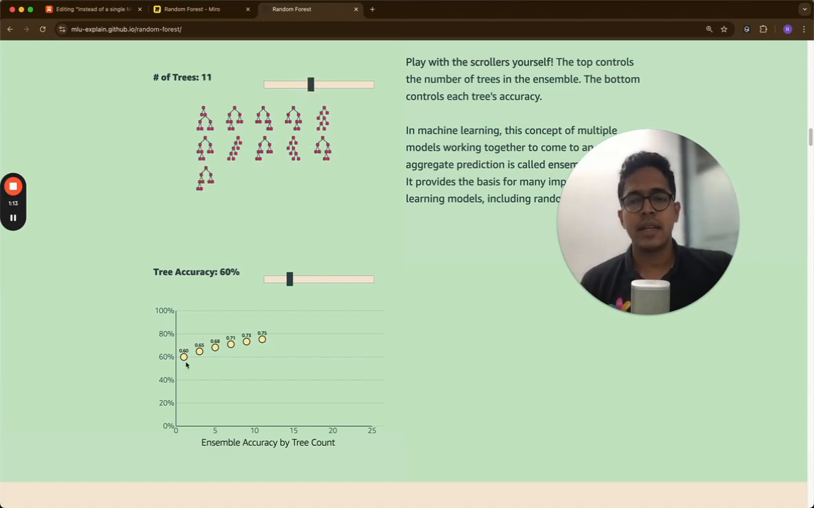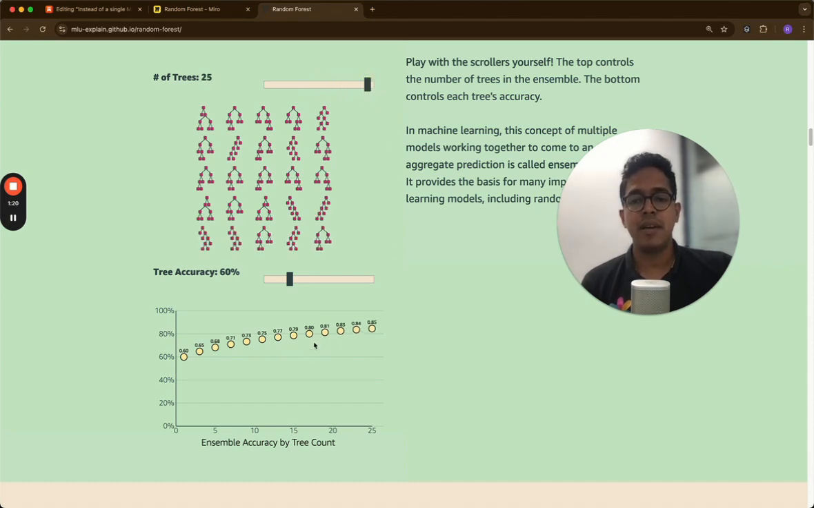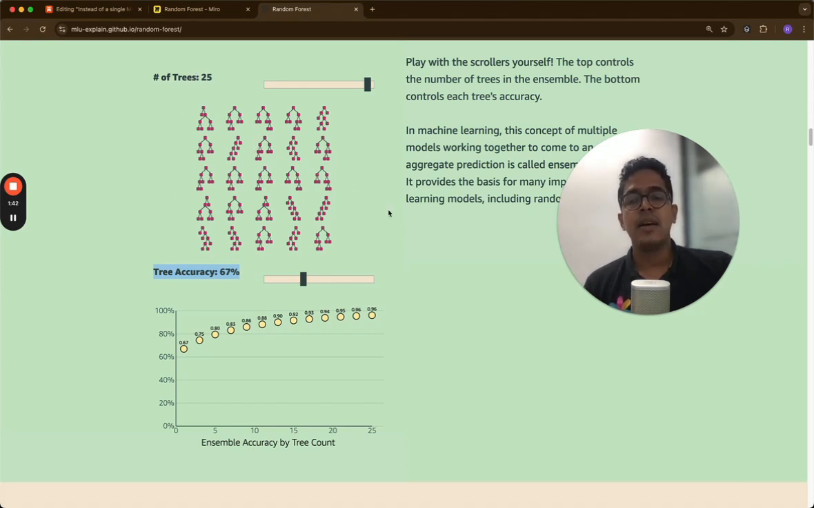See, accuracy has increased: the individual trees have 60%, but the collection has 75%. And if you have 25 trees, you go all the way from 60% to 85%. It's a drastic improvement in accuracy. And you can see that to reach close to 99% accuracy, your individual trees need not be that accurate. Individual trees just need to be 67% accurate, but this random forest consisting of 25 trees can make predictions which are 96% accurate.